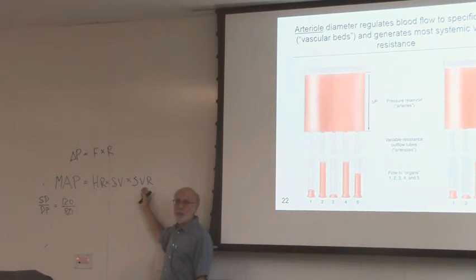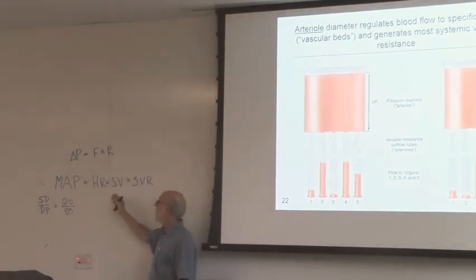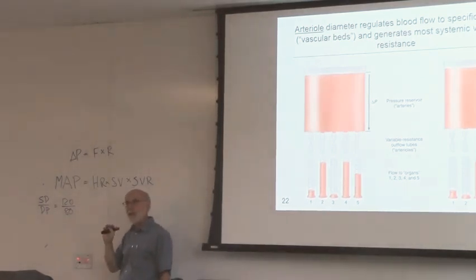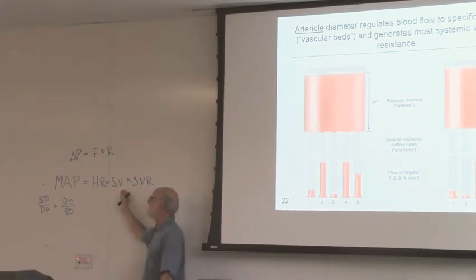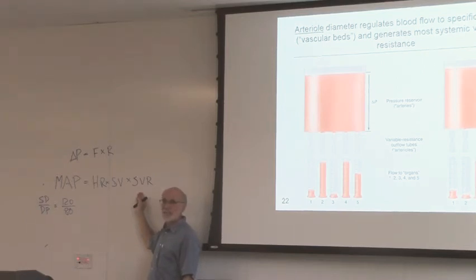Actually, it's not, and it's also the parasympathetic nervous system. Let's do the parasympathetic nervous system. The parasympathetic nervous system controls heart rate because it slows the heart rate. Acetylcholine slows the heart rate. It doesn't affect stroke volume directly, but it does decrease resistance by dilating vessels.